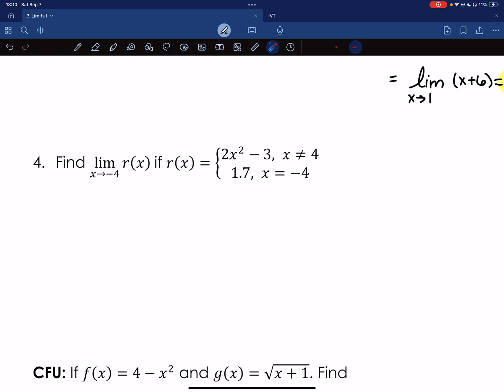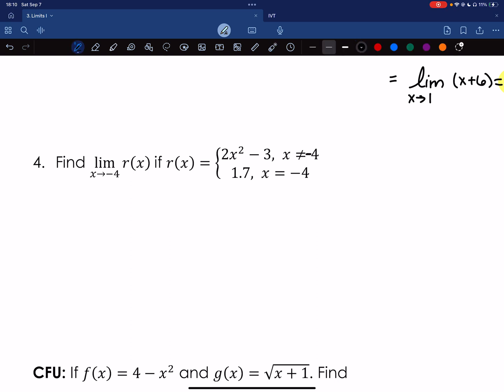Okay, now the next one. Find the limit as x approaches negative 4 of r of x, where r of x is a piecewise function. So this first part is when x does not equal negative 4. The second part is when x only equals negative 4. So this should say negative 4.